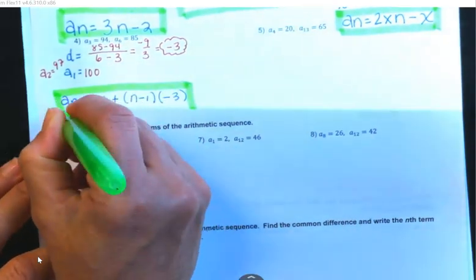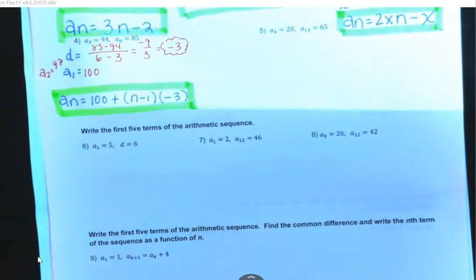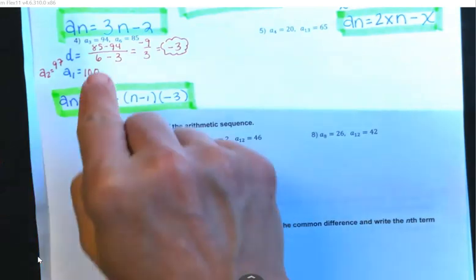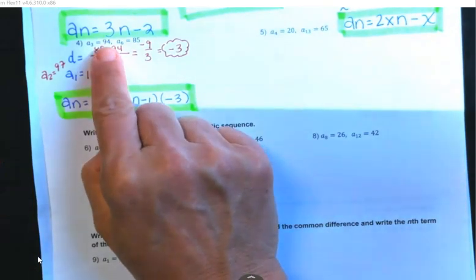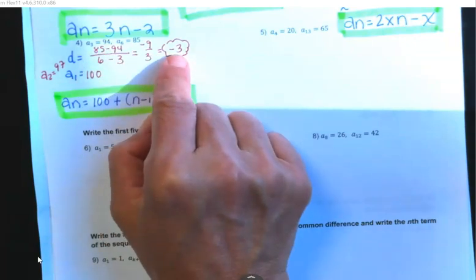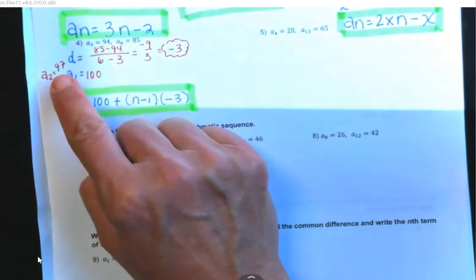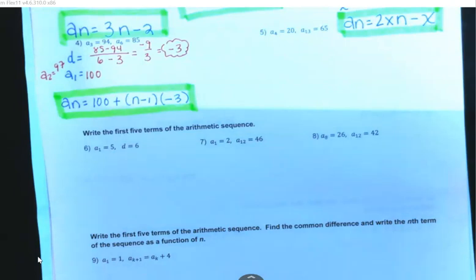Yes, sir. How did you get 97 again? I worked backwards. So see how A sub 3 was 94? I added 3 and worked backwards. Yeah, if you don't put in parentheses, it'll look like minus 3. I just play it safe and always put in parentheses, even if it's positive.